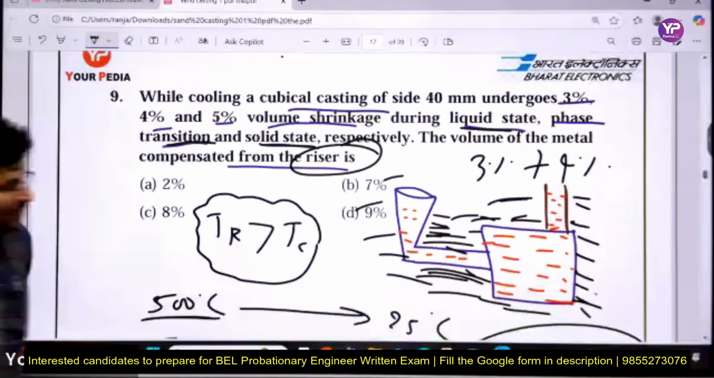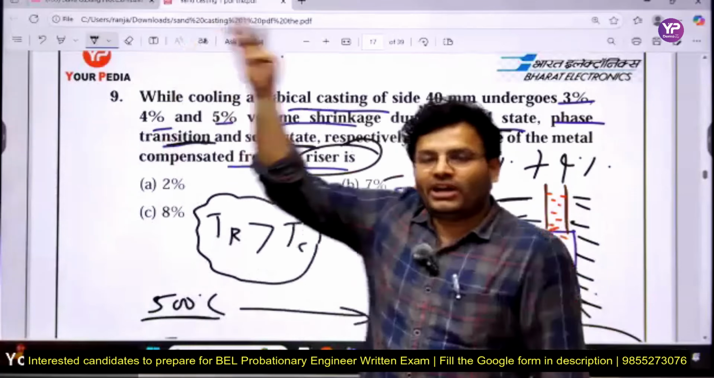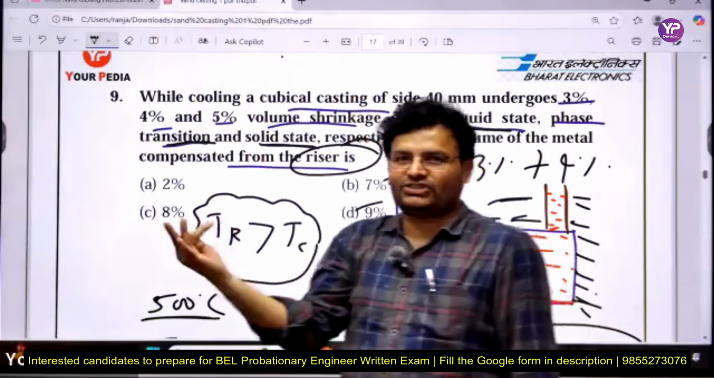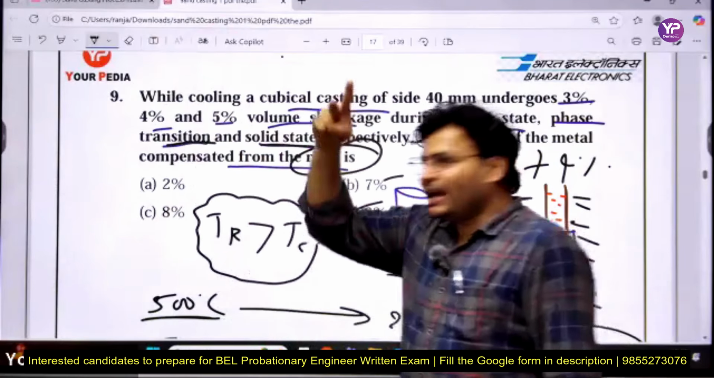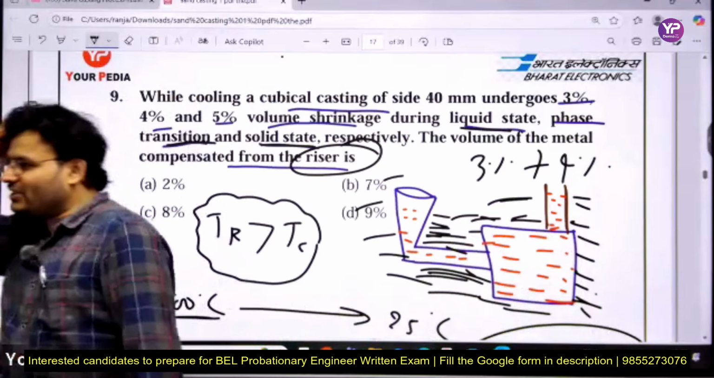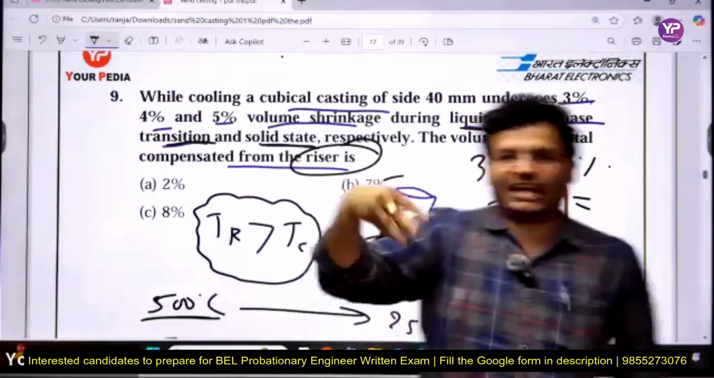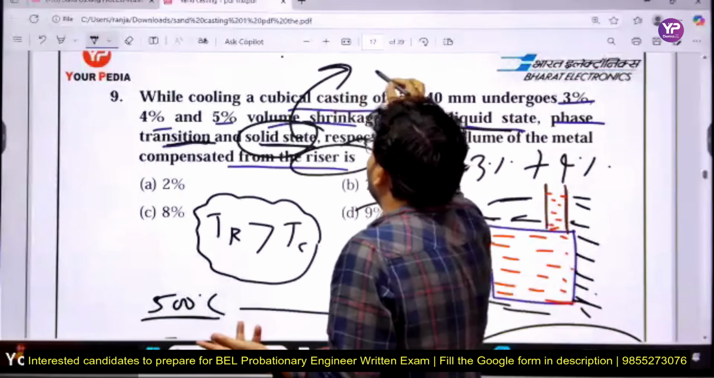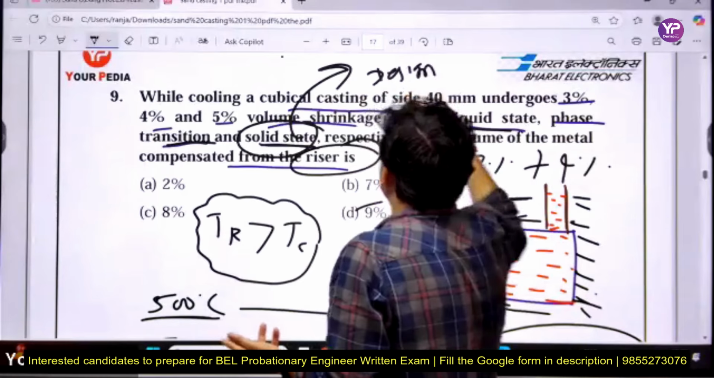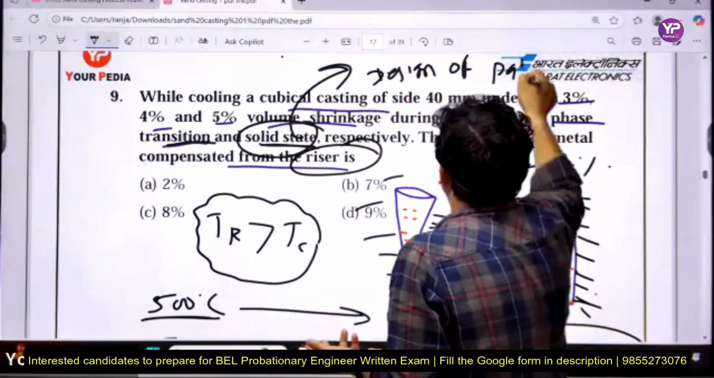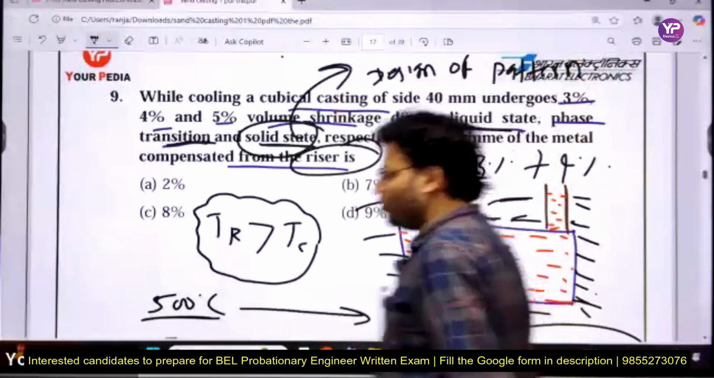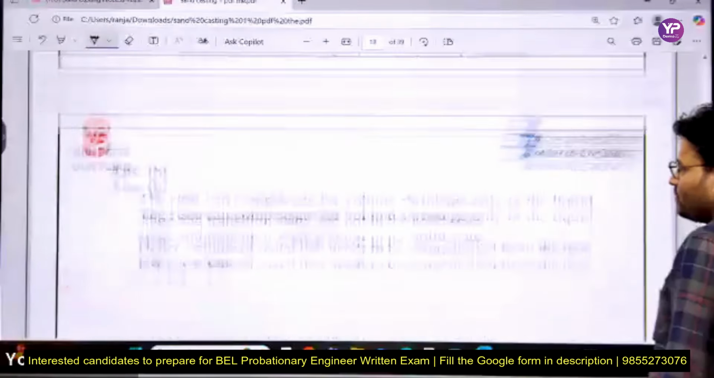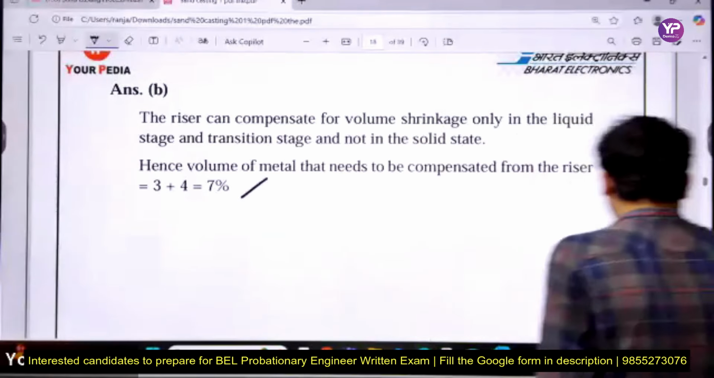Clear now? So always keep in mind three things are happening. First, sensible cooling. After that, phase transformation. After that, solid cooling, or you can say solidification. The cooling in the liquid state and the phase transformation are coming from the riser. The rest I am going to overcome. Solid shrinkage is always going to be handled by the design of the pattern itself. If that question is asked sometime, keep in mind this is going to be overcome by the design of the pattern. Okay, fine. So here it is given 7%.